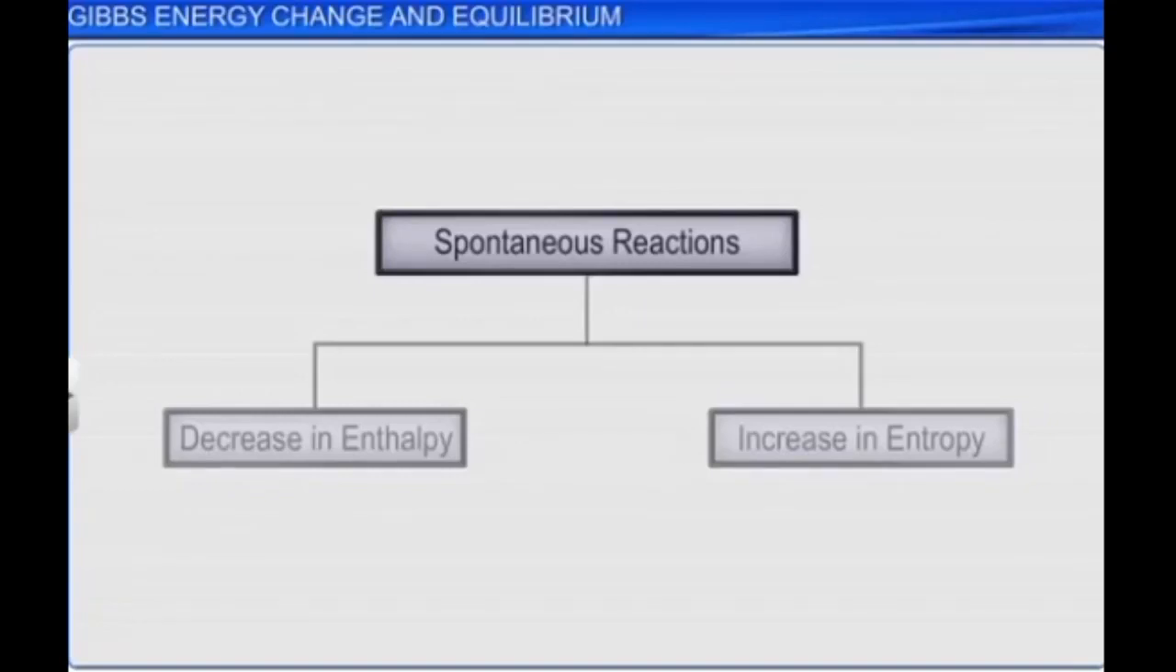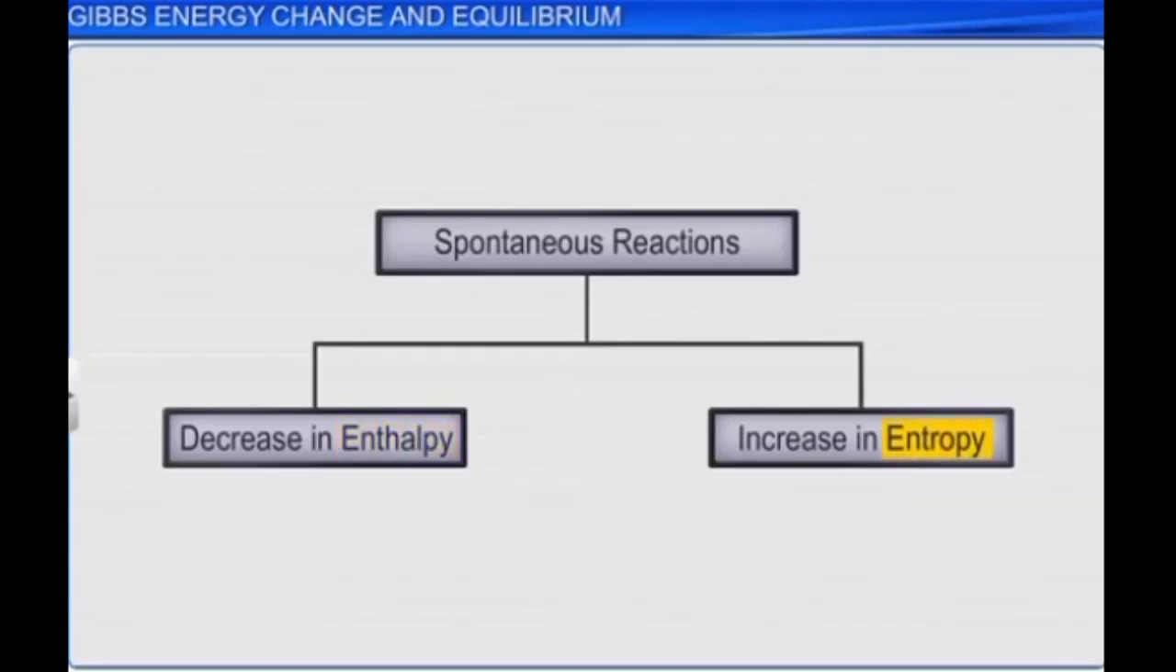We've seen that spontaneous reactions often have a negative enthalpy. That is, the reaction is accompanied by a decrease in enthalpy. We also learned that spontaneous reactions are accompanied by an increase in entropy. That is, there is increase in randomness where delta S is greater than 0. Thus, we can say that the spontaneity of a reaction involves two thermodynamic properties, enthalpy and entropy.